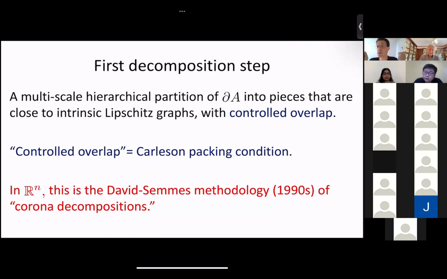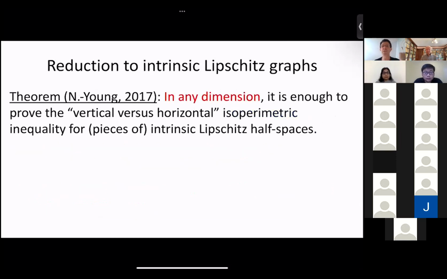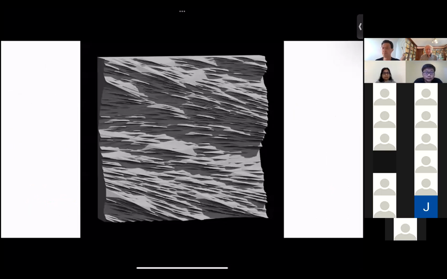and that reduces many inequalities from a general complicated set to a set which is a graph of a Lipschitz function. And what we do is we do the same thing in the intrinsic world. So we say every surface, this is true in any dimension, can be decomposed into pieces which look like this. And therefore, it's enough to prove all of these inequalities when the set A is not a general set. It's, let's say, what's behind this graph, like what an intrinsic Lipschitz half space is.